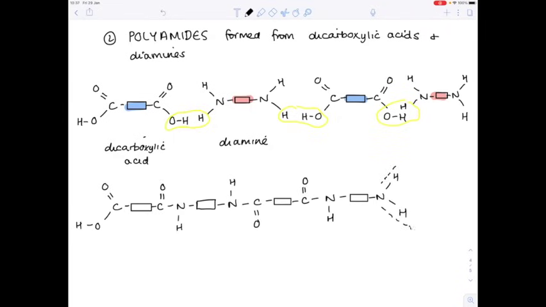And again, the molecules will continue on either end. And we formed an amide bond here, where all those joins have taken place. Now, the named example of the polyamide you need to know is nylon. If you're asked to draw its structure, you need to draw what I've drawn down here.